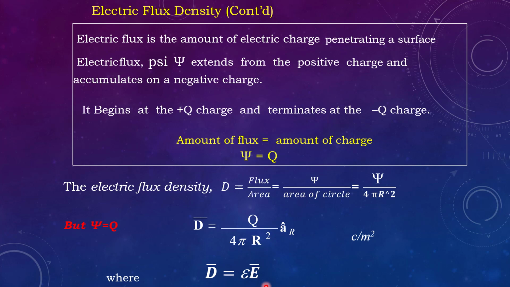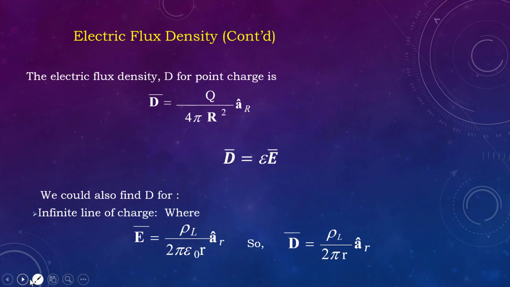Now we are going to derive one more formula, that D bar is also equal to epsilon into E bar. Let us find out how it comes. We know that the electric flux density D bar for a point charge is equal to q upon 4 pi r square into a r cap. But we already know that E bar due to a point charge is equal to Q upon 4 pi epsilon naught R square into a R cap. Similar kind of equation we have already seen.